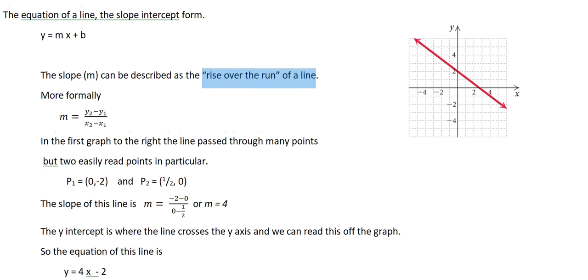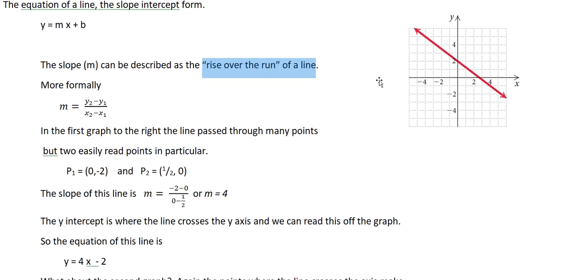Let's see if we can be a little more formulaic with that. More formally, the slope, m, is equal to the rise, in other words the difference in the y values of two points, divided by the run, the difference in two x values. This is y2 minus y1 over x2 minus x1.